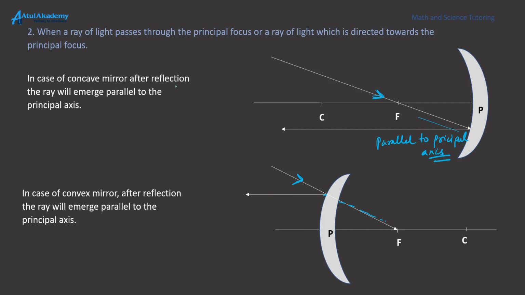So in case of a concave mirror, after reflection, the ray will emerge parallel to the principal axis. In case of a convex mirror also, after reflection, the ray will emerge parallel to the principal axis. The only difference is how you write the incident ray. In a concave mirror it passes through the principal focus, and in case of a convex mirror the ray of light is directed towards the principal focus. It is not passing through, it is directed towards, because in a convex mirror the focus is behind the mirror.